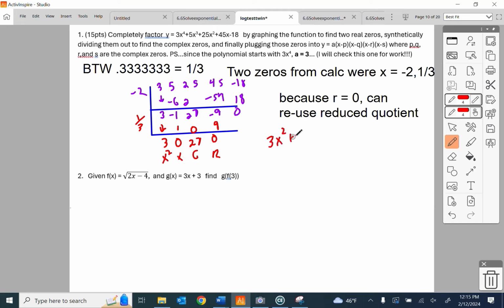3x squared plus 27 is where the last two zeros are. So it equals 0. I shift over. This is like a basics question. 3x squared equals -27. There's a reason I put that on the basics quiz.